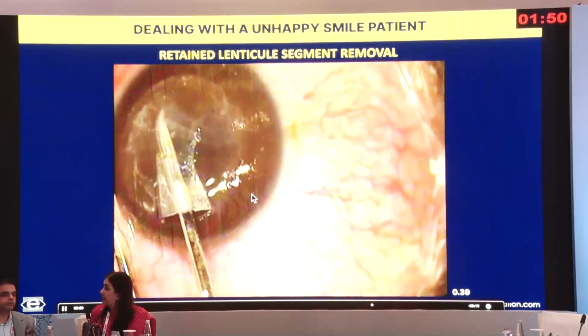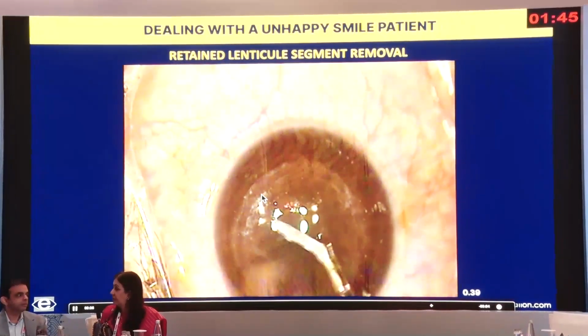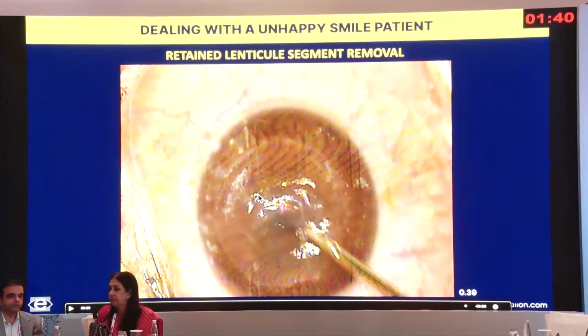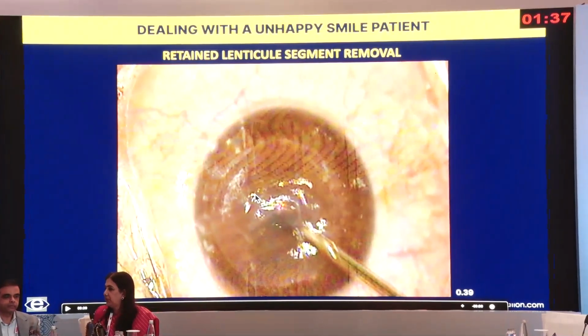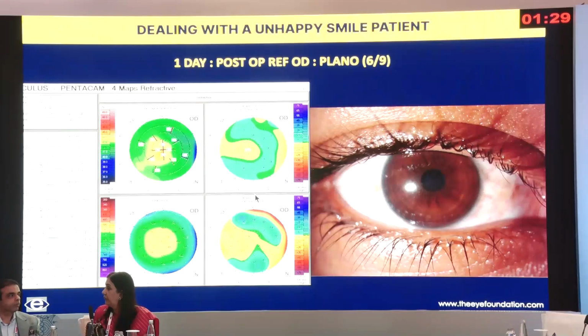And you can see basically what had happened was the surgeon had taken off one half of the lenticule, then thought he had taken off the second half, which was the inferior hemisphere, but in between there was a strip of lenticule left behind, which was causing the problem. So we had to go in again on the first post-operative day and remove it, with very gratifying results, maybe because of the steroids that also went in. There was a plano refraction with 6/9 visual acuity on the first post-operative day. Most importantly, the oblique bow tie that you saw in the earlier picture completely disappeared.